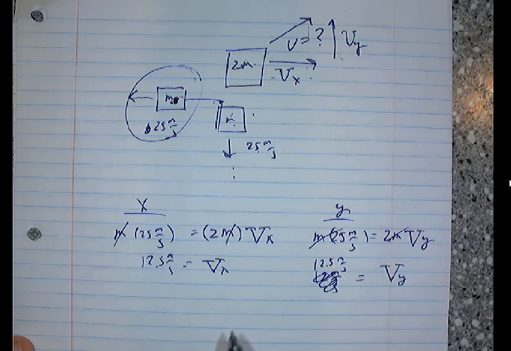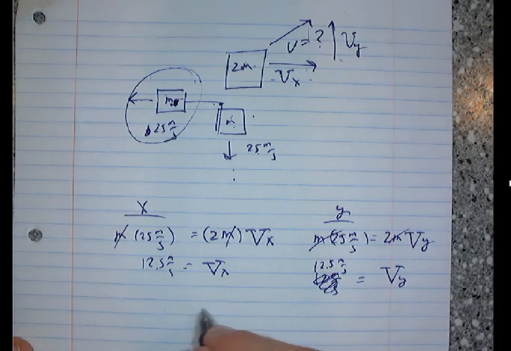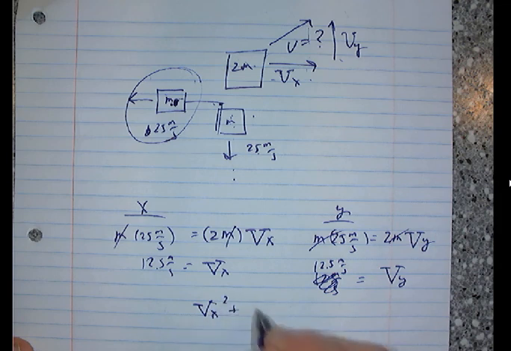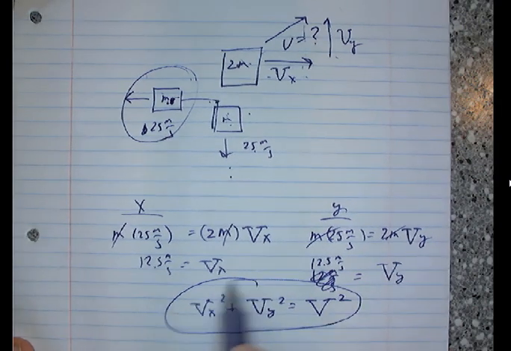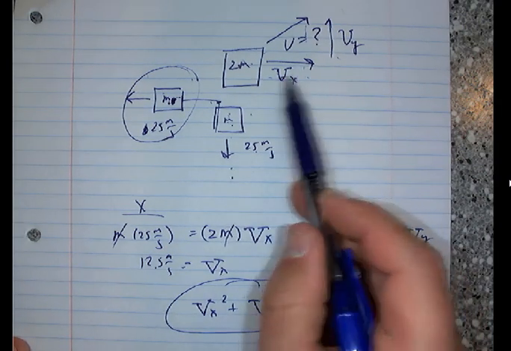So the overall speed afterwards, same way we did before: x part squared plus the y part squared, get the square root of that, to get the overall speed. Okay, that just gives you the x part and the y part.